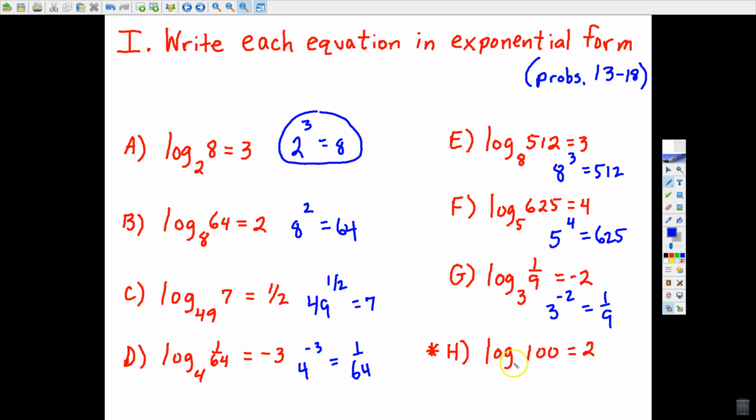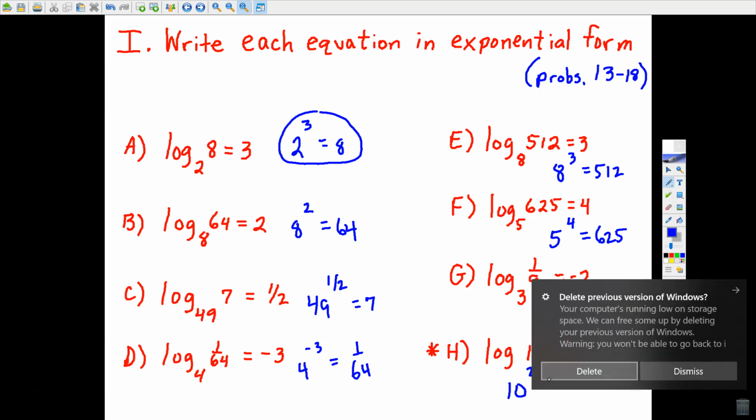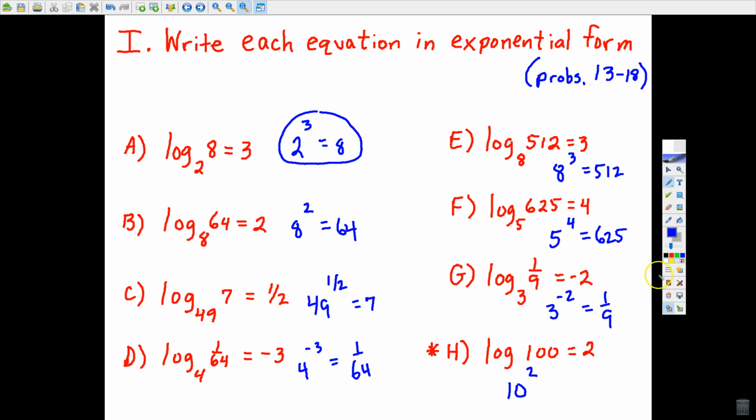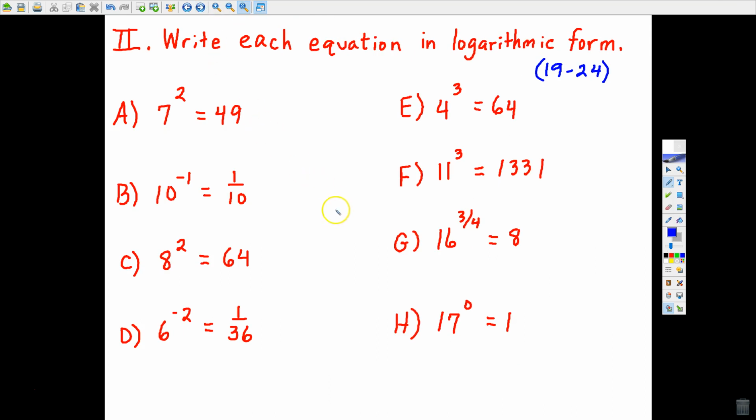And the reason why 10 is the only base like this that's understood if it's not showing is because we have a base 10 number system. And so if I'm taking letter H and I'm writing it in exponential form, I would say 10 to the 2nd power is equal to 100. Alright, and so those are all log equations that have been converted into exponential form equations. Alright, well now let's go the other way. Let's take these exponential equations and we'll see if we can write them in log form.